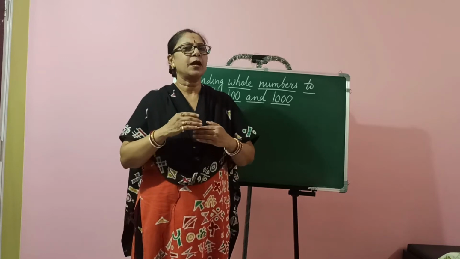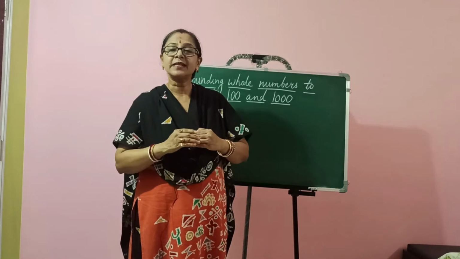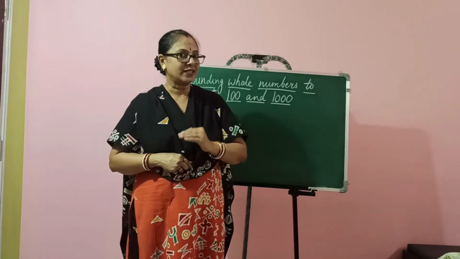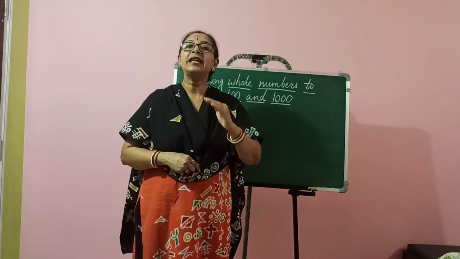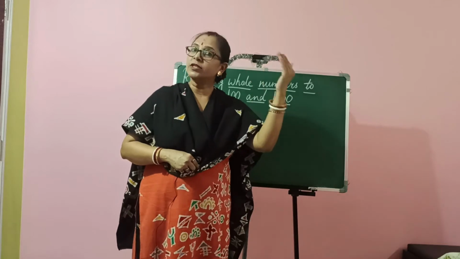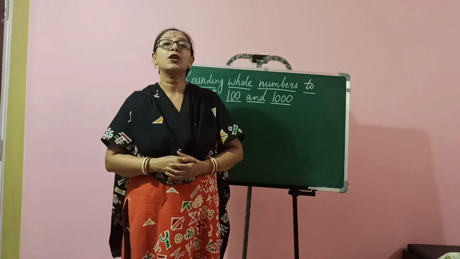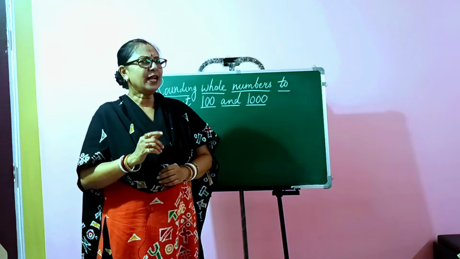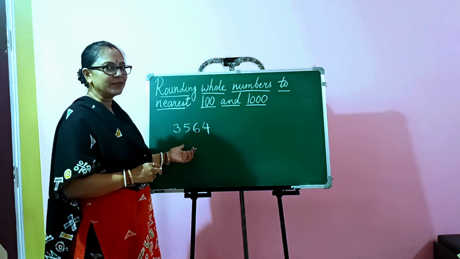Now, estimation makes a number approximate. While we estimate, we round off. This makes a number a little big or a little small, but it is not exact. Sometimes it can be exact, but usually it is a little more or a little less than the exact figure. So let's understand this by taking an example. Let us round off this whole number to the nearest hundreds.